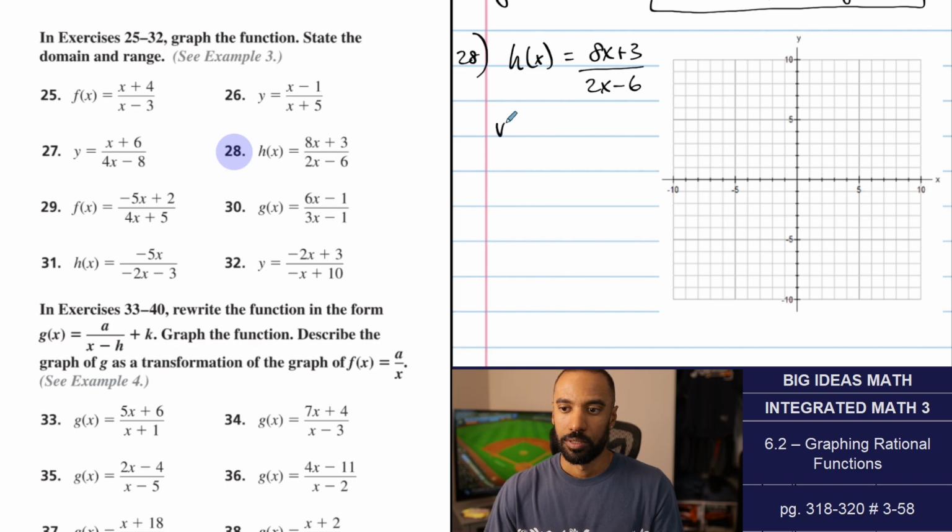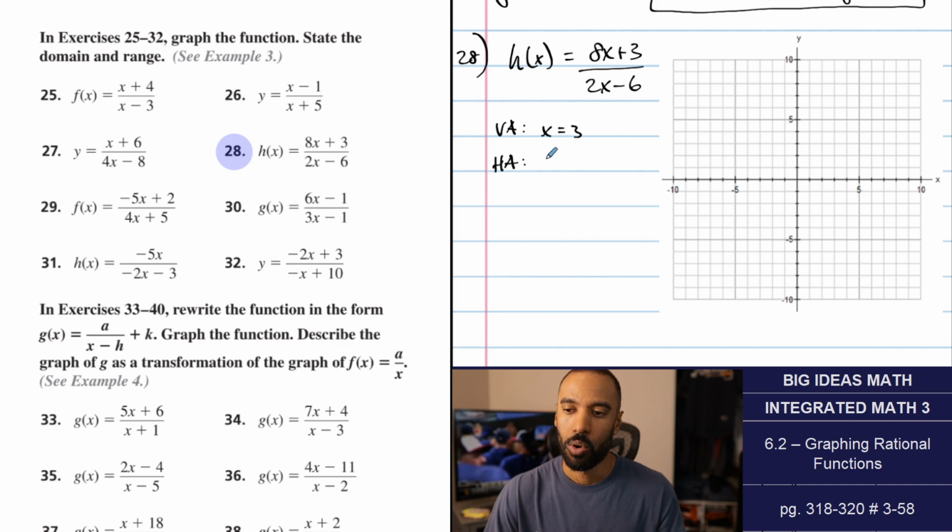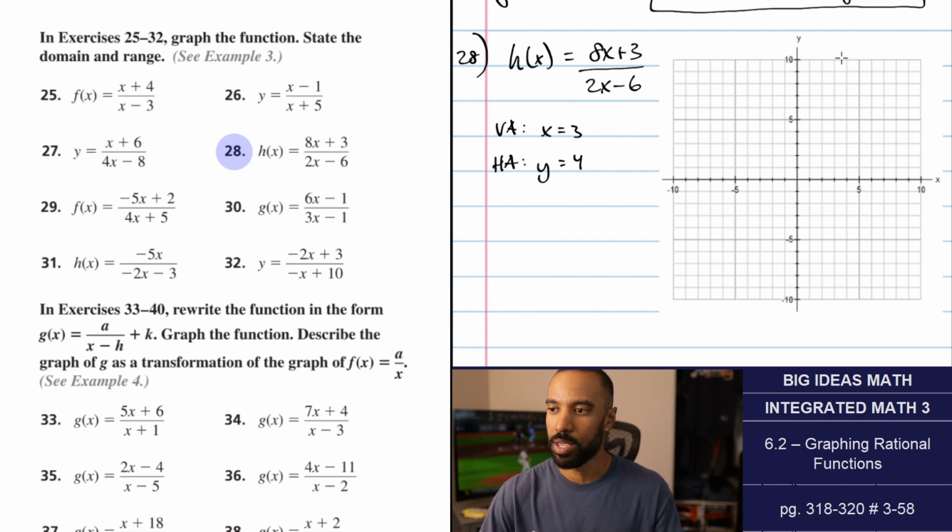Vertical asymptote. 2x minus 6. If that equals 0, add 6, divided by 2. That would be x equals 3, which means x can't equal 3, right? That's our domain. X can't equal 3. Horizontal asymptote, you divide 8 by 2 with these x's being the same, and you get 4. So we got 3 and 4, a little farther out than we've had. X equals 3, y equals 4.